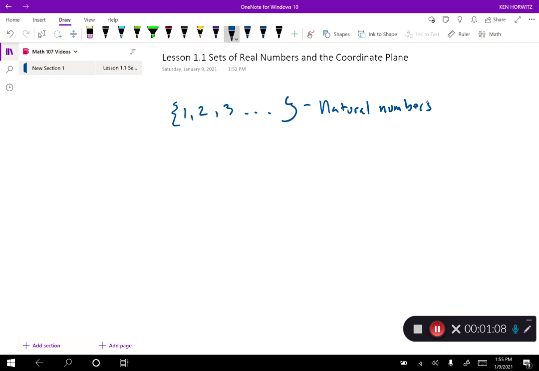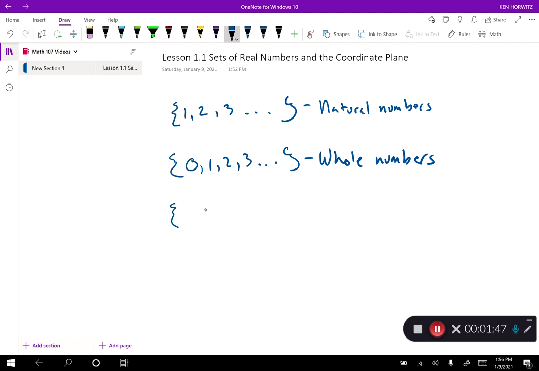Because you get a little older, and the number 0 comes into play. So we take the natural numbers, and we add a number to the set. All right? And these are called the whole numbers. Now, the natural numbers are a subset of the whole numbers. Right? However, we also know that there are numbers to the left of 0. Right?